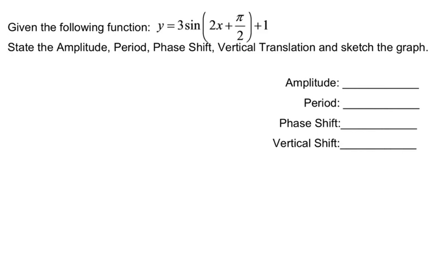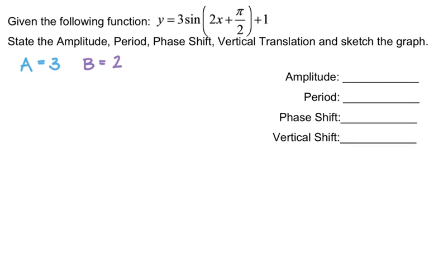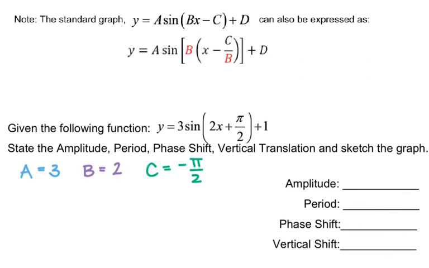Alrighty, so first thing I'm going to do is I'm going to list my pieces. I have that a is 3, b is 2, C would be listed as negative pi over 2. And remember, our standard form has a minus in front of C. So whatever the C value is that we pull out, it's always the opposite. And then giving myself a little space, I'm going to say that D is positive 1.